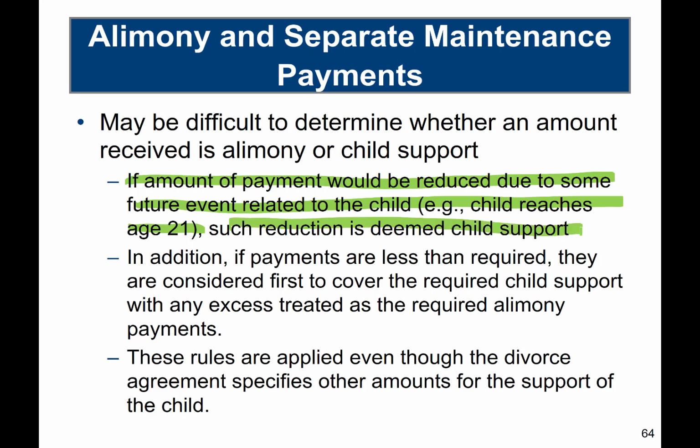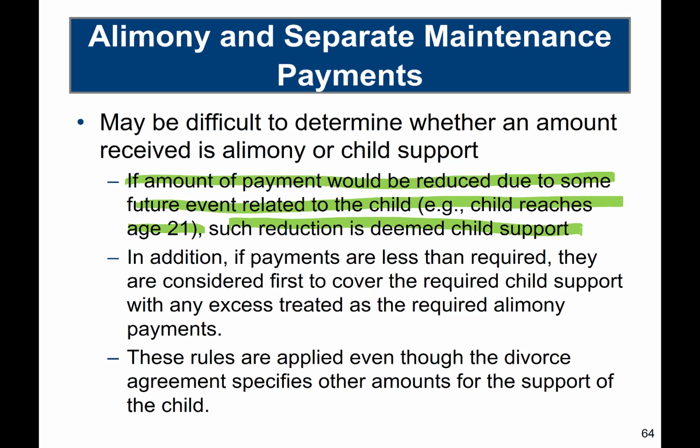So I'm supposed to pay, say, $5,000 a month, but if the kid reaches age 21 or graduates college, whatever it says in there, then what? Then the payments are $2,000. Then what? Only what? $2,000 would be considered alimony. The $3,000 is going to be considered child support.